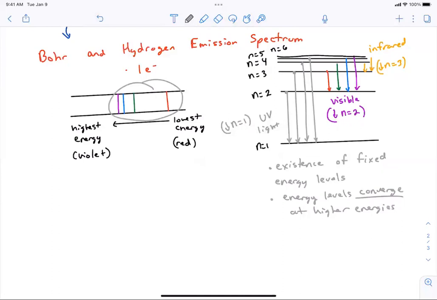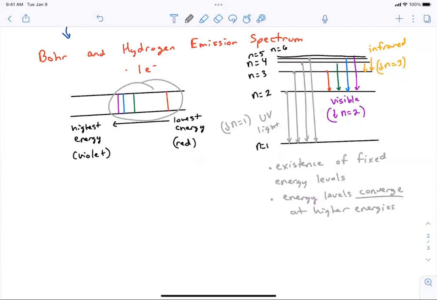Yes? What is UV light like the high... How is it different from the level? Wait, what do you mean? Like, so the energy levels converge higher up. Yes. The lines. Like UV light, like you have it at the bottom and then like that.